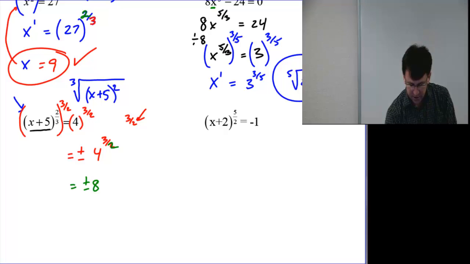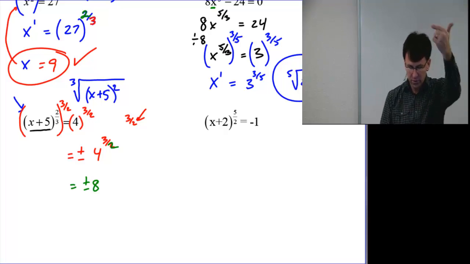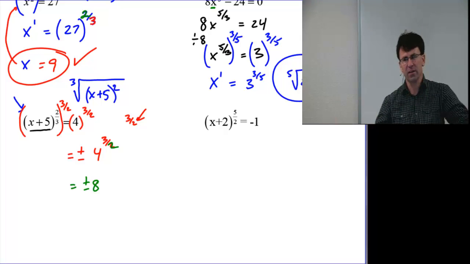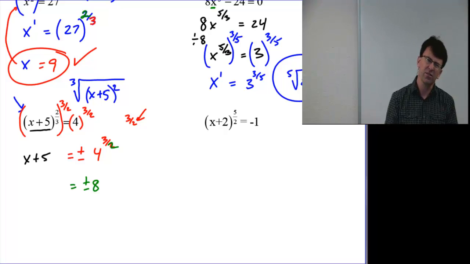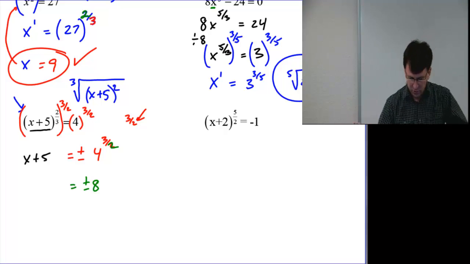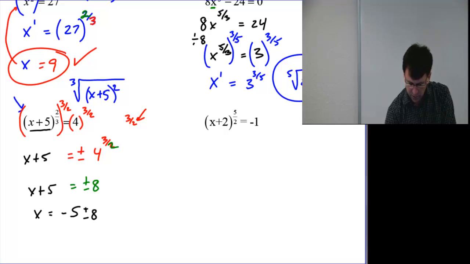Well, this is the easy side. X plus 5 to the 2/3 to the 3/2. Why did I power it up to the 3/2? I wanted to get rid of it. So I'm just left with x plus 5. Technically, there's a set of parentheses, but there's nothing to distribute, so it's just an x plus 5. Don't forget here at the end of the day to give yourself the two answers that you get.